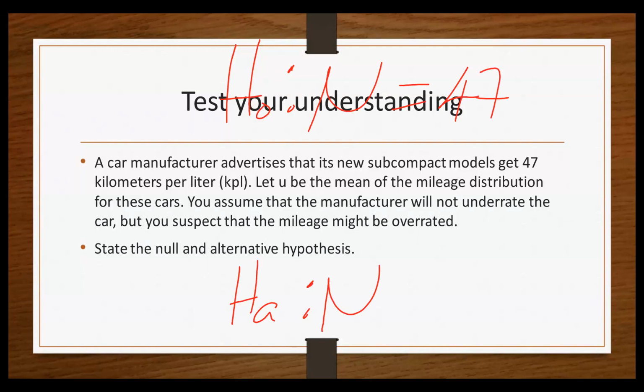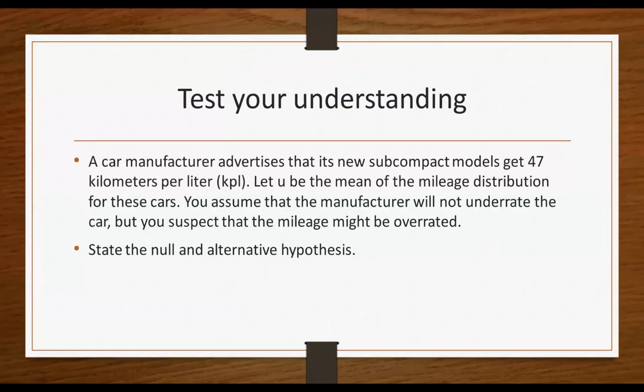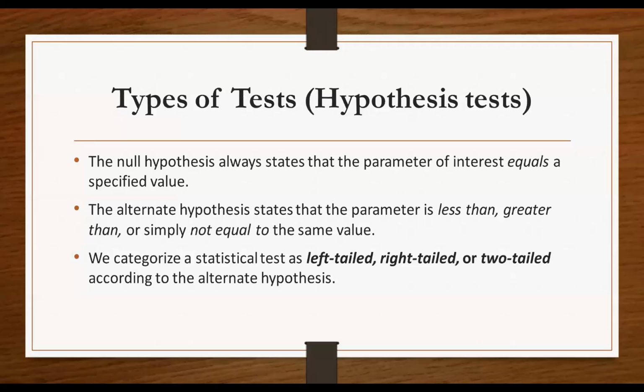You assume that the manufacturer will not underrate the car, but you suspect that the mileage might be overrated, meaning rated more than necessary. So meaning you believe that it is less. Less, yes. Is that clear? Any question? So basically, that's how you form the hypothesis. These things are very easy. No need of suffering.